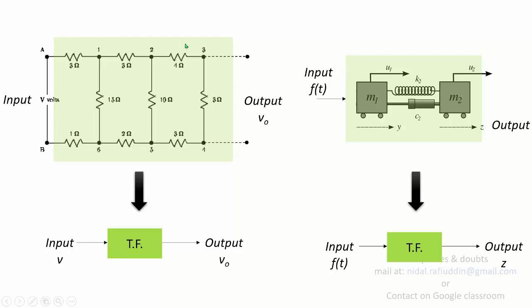So once you obtain the transfer function, it's very easy to find the output for any input. You don't need to solve the differential equations again and again in order to obtain the output. Likewise in mechanical systems, once you obtain the transfer function of the mechanical system, for obtaining the output you simply have to multiply any input which is given to the system with the transfer function in order to obtain the output.